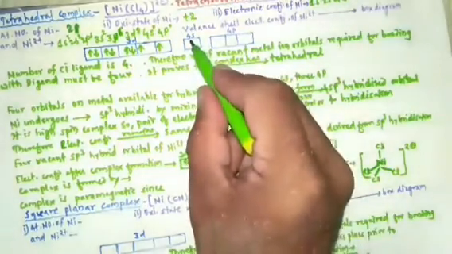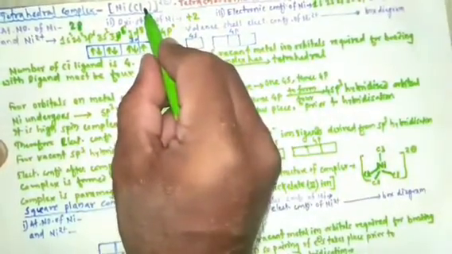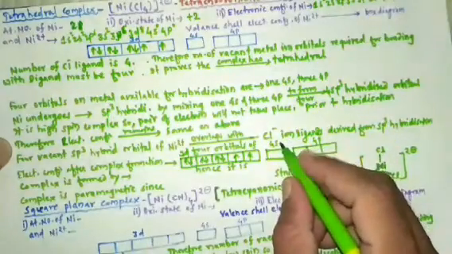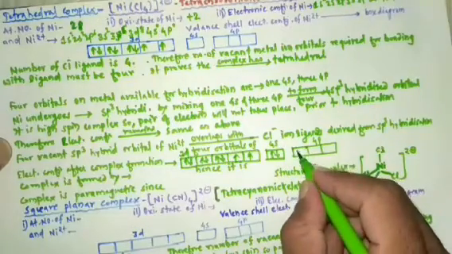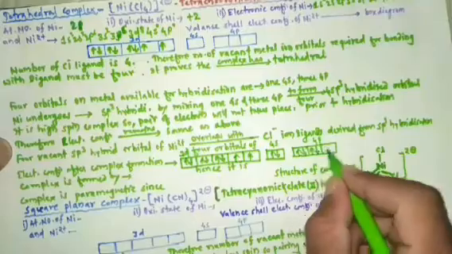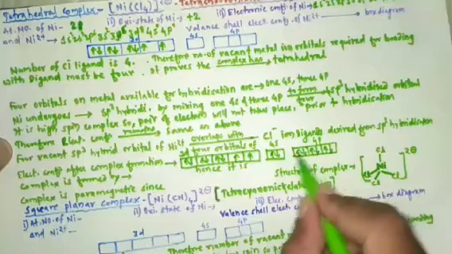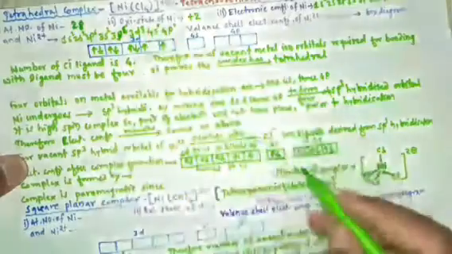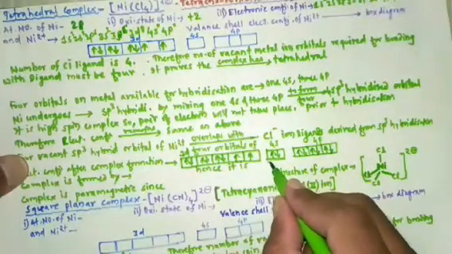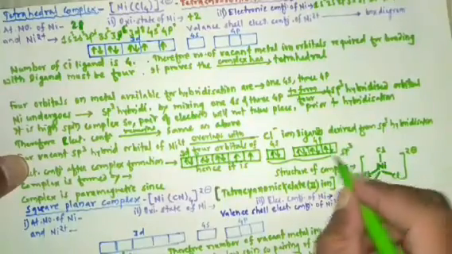Then these four chloride ligands give a pair of electrons each. So there is one pair of electrons in 4s and the remaining 3 are in the 4p orbitals. These electron pairs are from the 4 chloride ligands. Thus the hybridization is sp3.